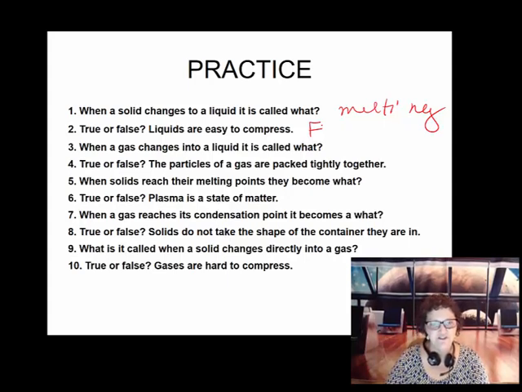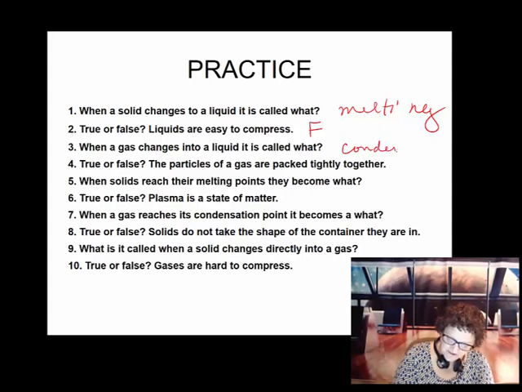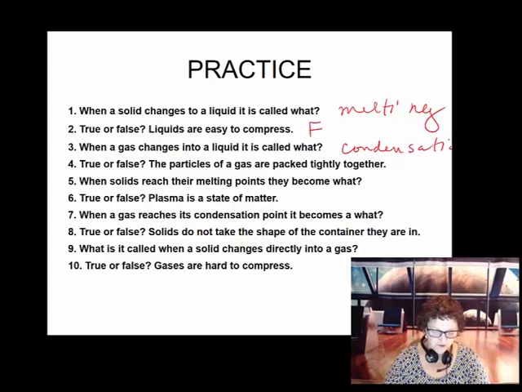When a gas changes into a liquid, what is it called? Okay, so it goes from gas to a liquid. What do we call that? We call that condensation.